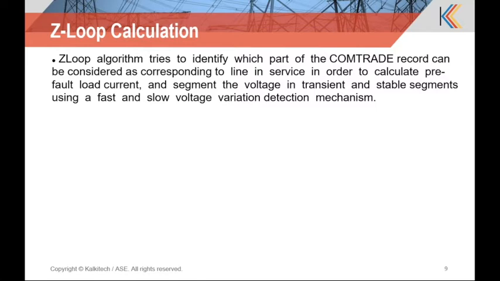What is the loop impedance to the fault? That is what we calculate. For that, we need to analyze the complete fault file we have received, indicating the fault. The input to this calculation is the COMTRADE file, and on it we run an algorithm that can detect fast and slow variation in the voltage and segregate it into transient and stable segments, to find the pre-fault load current condition and calculate that. That is the first step in the loop impedance calculation.